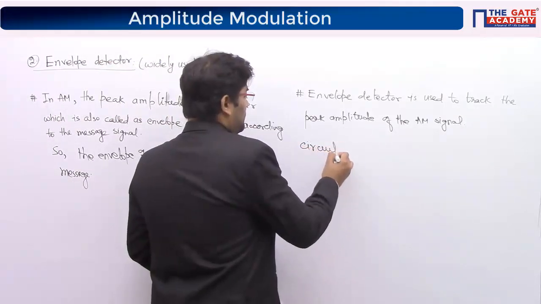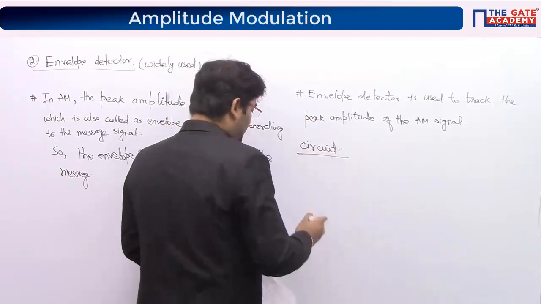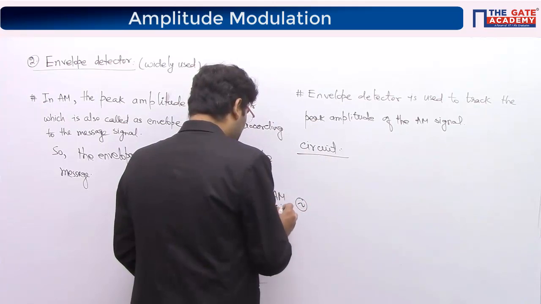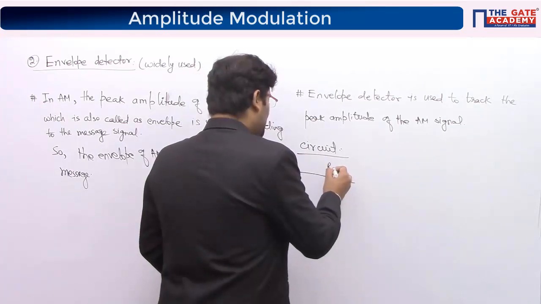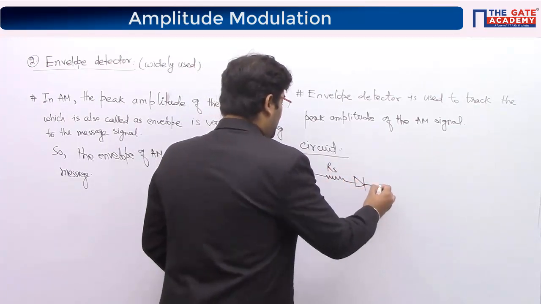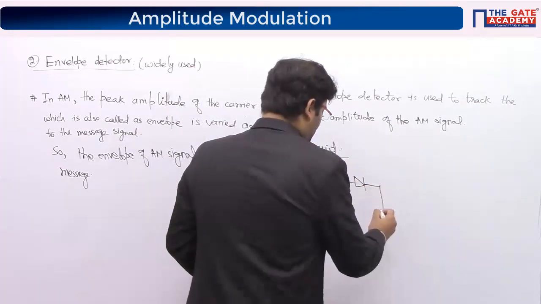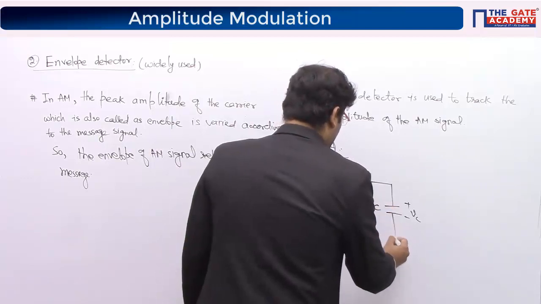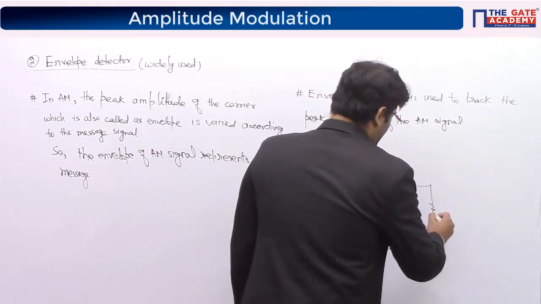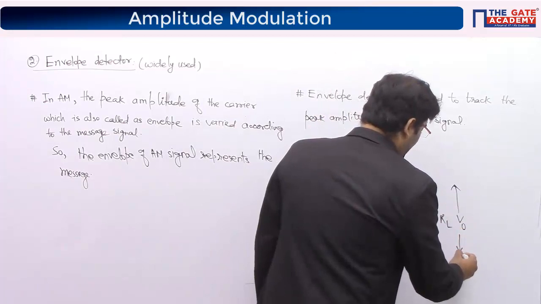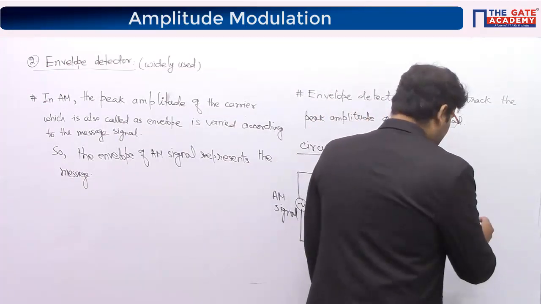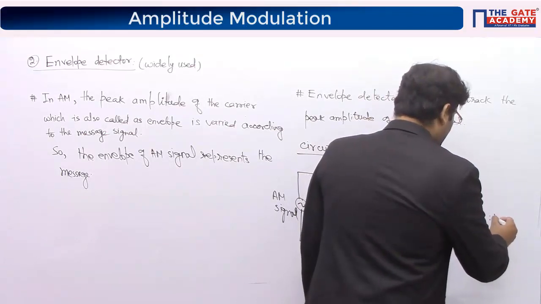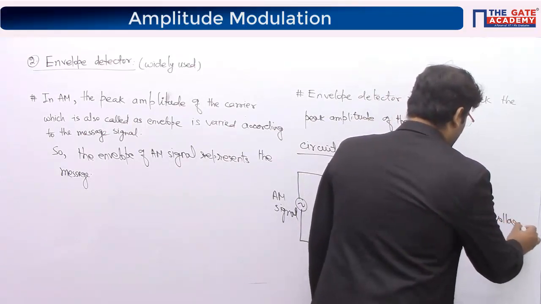Circuit for this. So we have the AM signal as the input, a source resistance with a diode, a parallel capacitor with a load resistance, and V output is actually VC, which is the voltage across the capacitor.